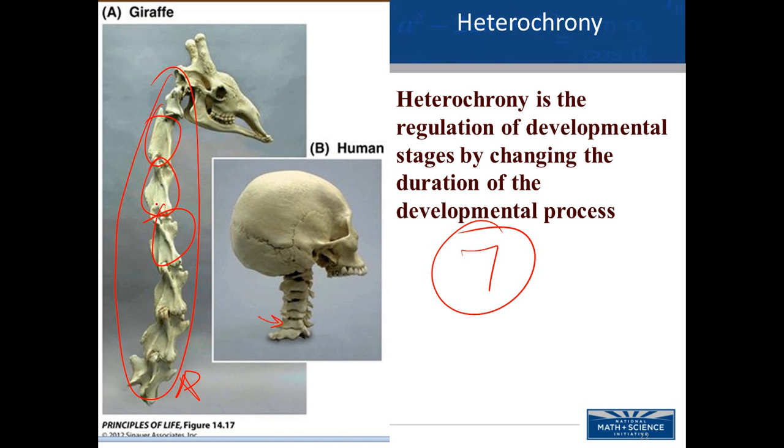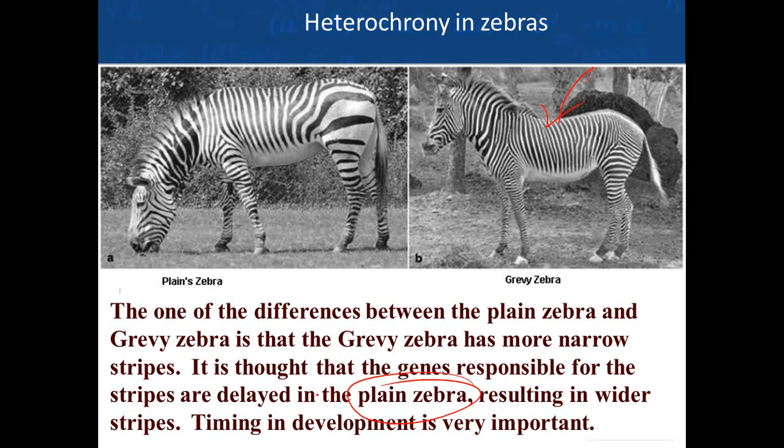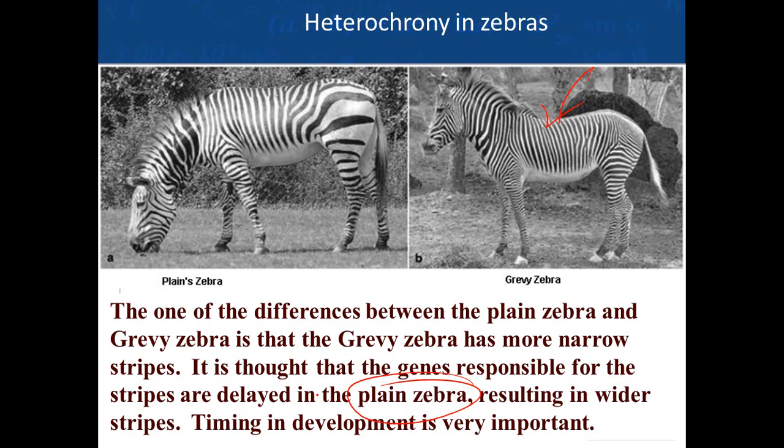Here's another example of heterochrony, and it happens in zebras. One of the differences between the plain zebra and the grizzly zebra is that the grizzly zebra has more narrow stripes. And it's thought that the genes that are responsible for the stripes are delayed in the plain zebra, resulting in wider stripes. As we have mentioned, timing is extremely important in development.